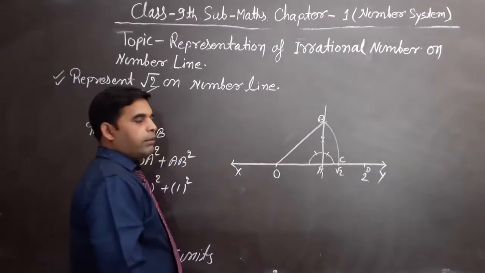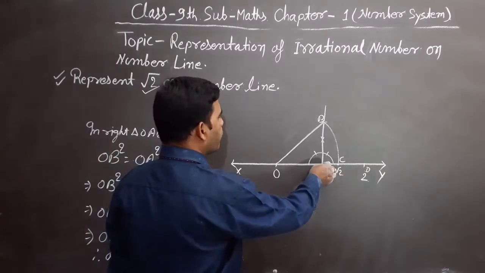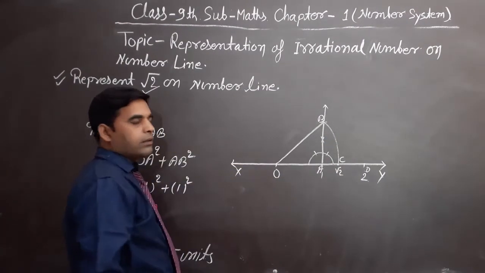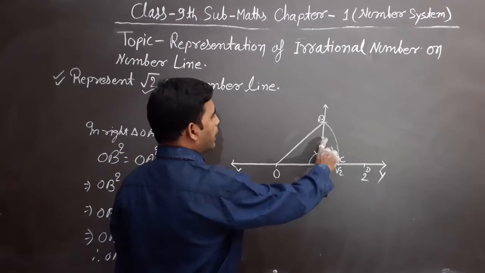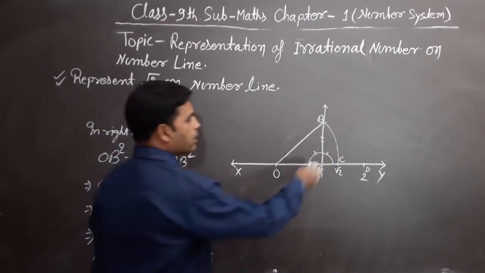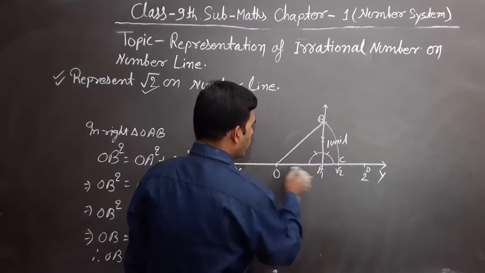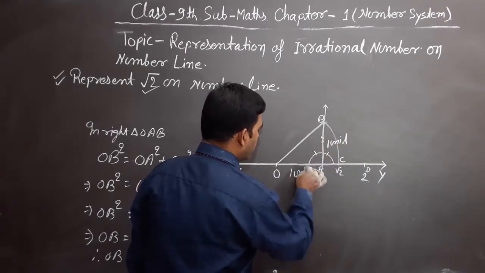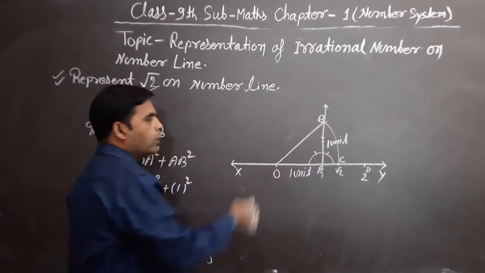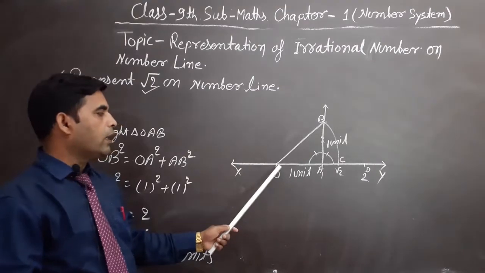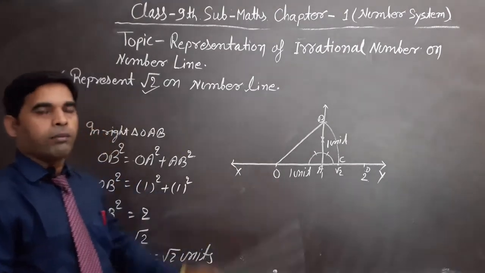For this, we make a right angle at point A and we cut an arc of 1 unit from point A to B. Thus, AB is 1 unit and OA is also 1 unit, and then we join O to B. Thus, there is a right angle triangle OAB so formed.